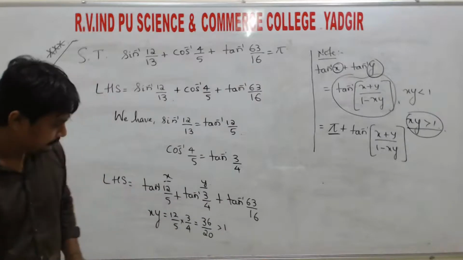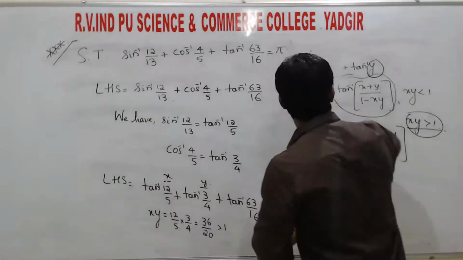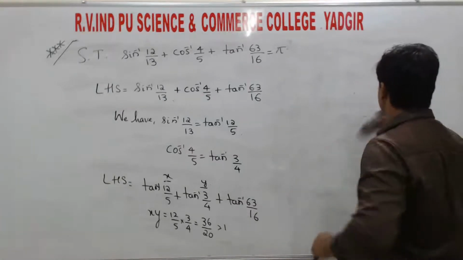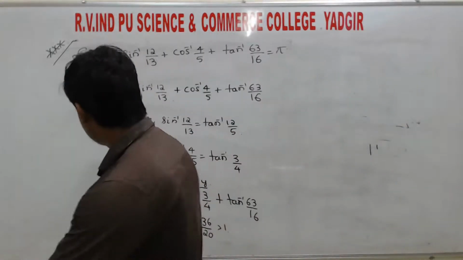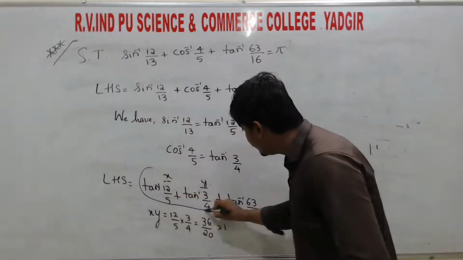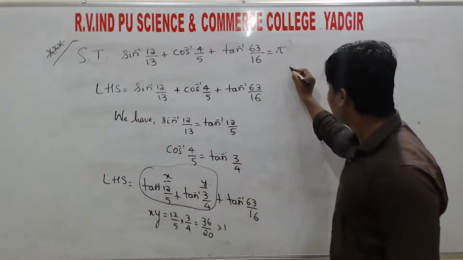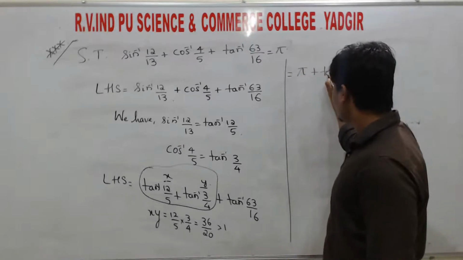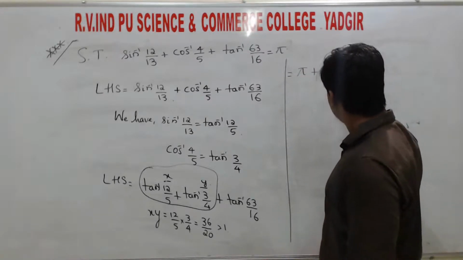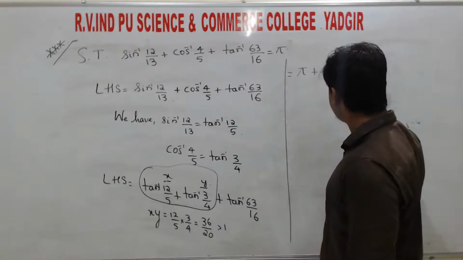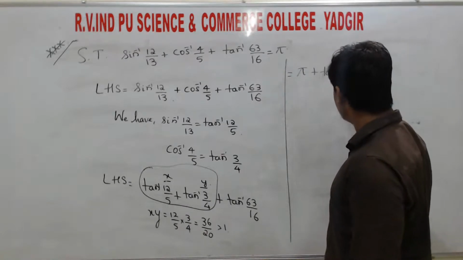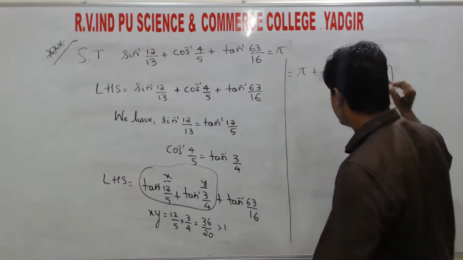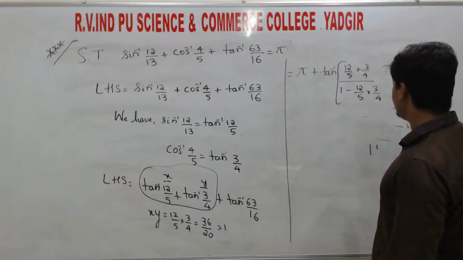So now, since x into y is greater than 1, when you apply the tan inverse x plus tan inverse y formula here for the first two terms, the formula is what? Pi plus tan inverse of x plus y upon 1 minus x into y plus tan inverse of 63 by 16.